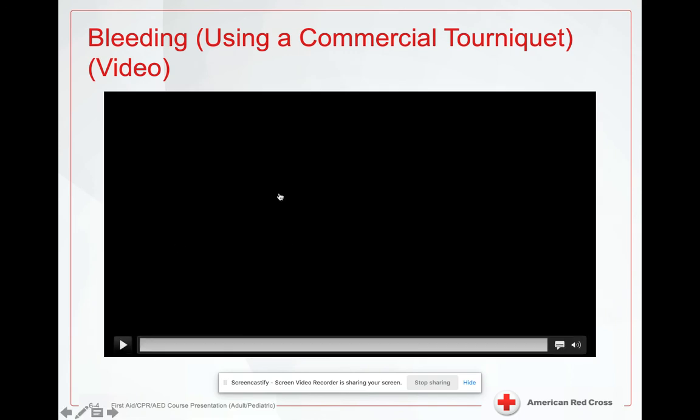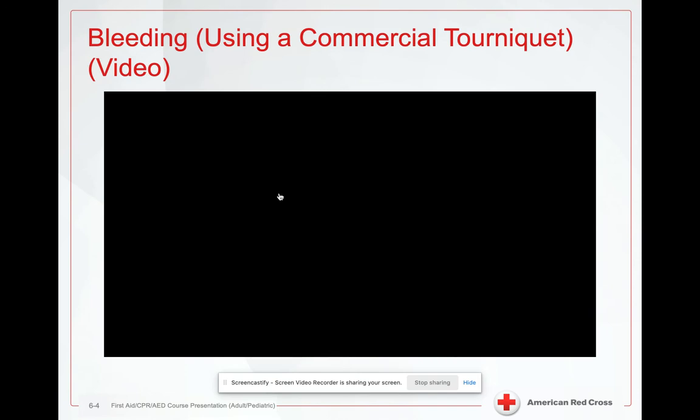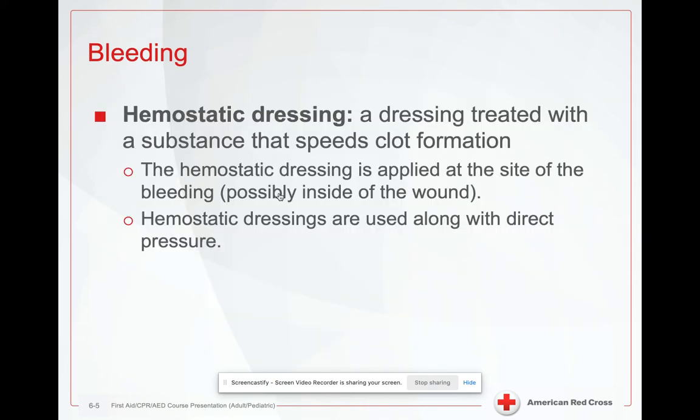So again, although graphic there, we are only using tourniquets in scenarios where we cannot control the bleeding any other way, and it could potentially be life-threatening. Okay, so dire circumstances would be times we would use a tourniquet.